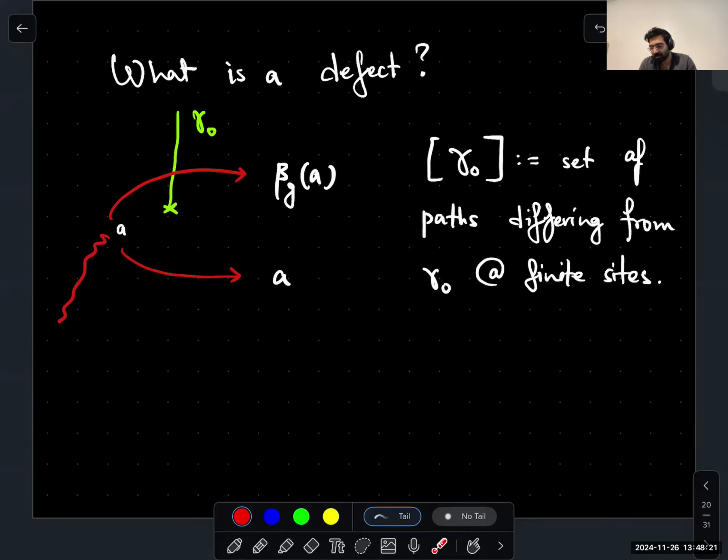Okay, so what is a defect? Let's re-examine that question. Earlier there was that picture where you have some anion going here, you get some symmetry action, and if it follows this path, then nothing happens to it, and this is the symmetry domain wall. Let's consider the bracket gamma 0 to be the set of all paths that are basically gamma 0 under infinite limits. So I'm thinking something like this, something like this, something like this. All of these are paths that are in this equivalence class of gamma 0.